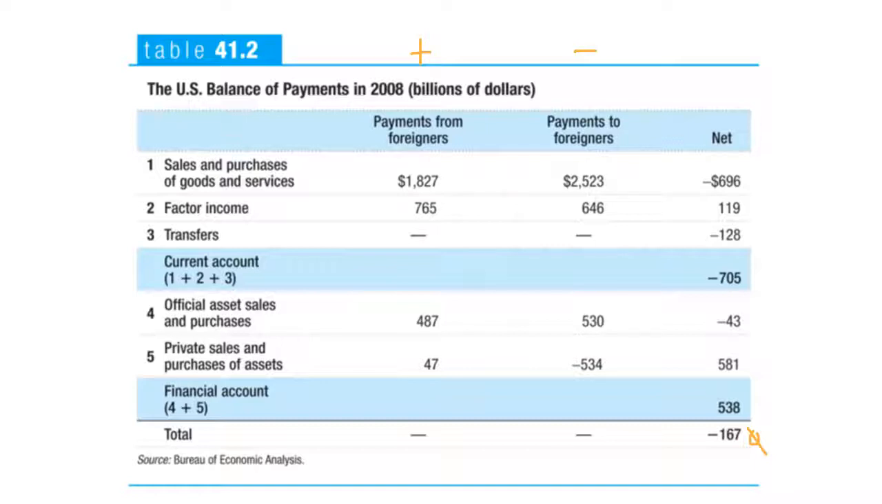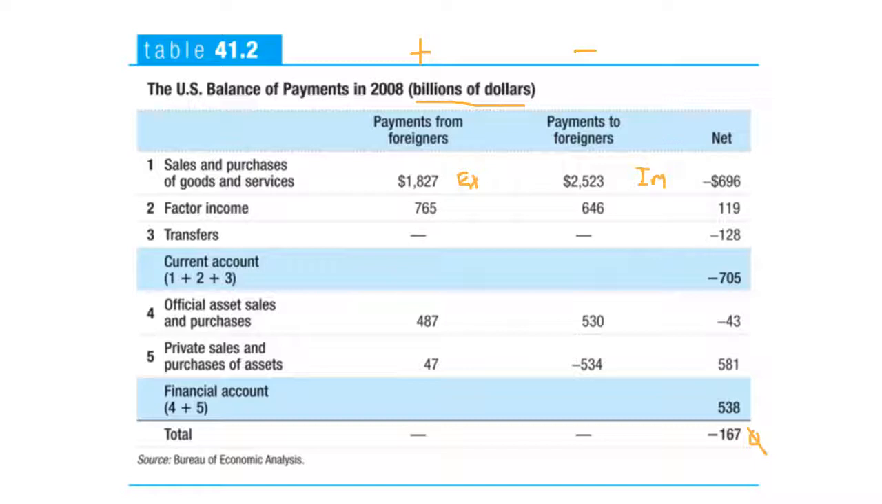So payments from foreigners, that's money, and this is all in billions of dollars. Go ahead and fill this all in. So the idea is if $1.827 billion came from foreigners, that's the same thing as $1,827 billion. Anyway, payments from foreigners are for American products, so these are exports. And payments to foreigners, we are buying goods from other countries, and those are imports.